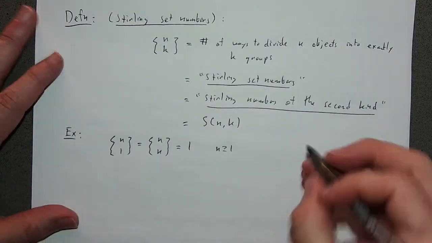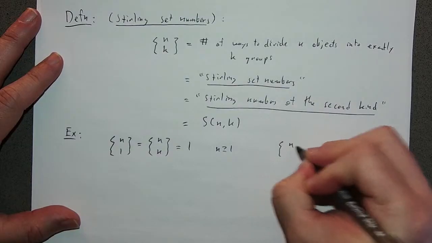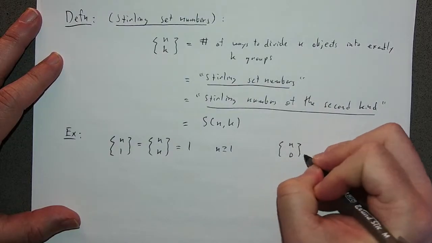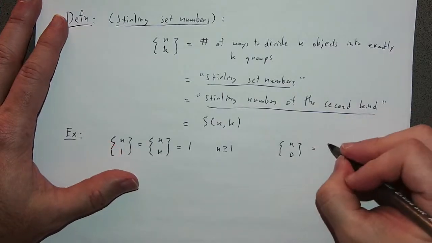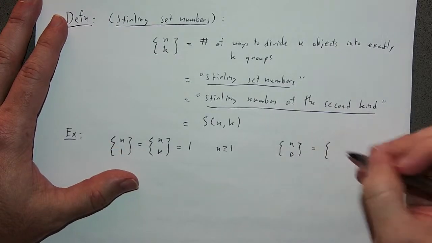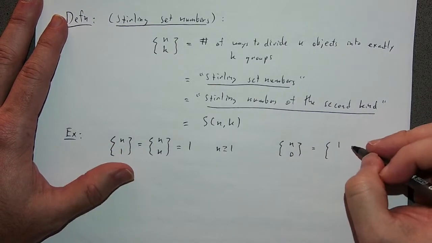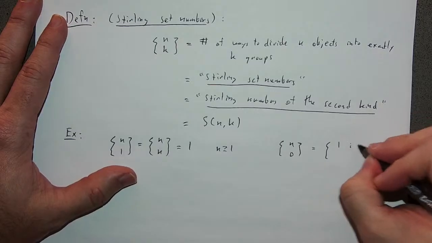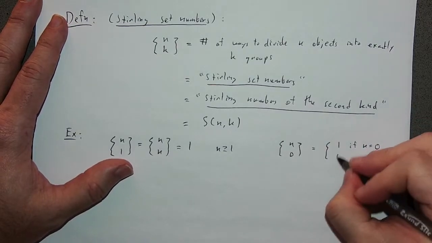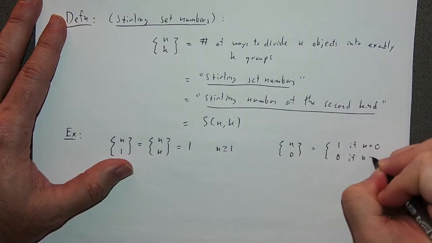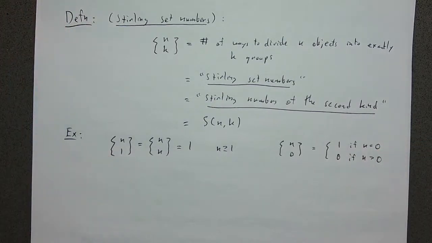So what about dividing them into 0 groups? Same as for Stirling numbers of the first kind. If n is 0, we'll say that there's one way to do this, if there are no objects. Otherwise, this is 0.